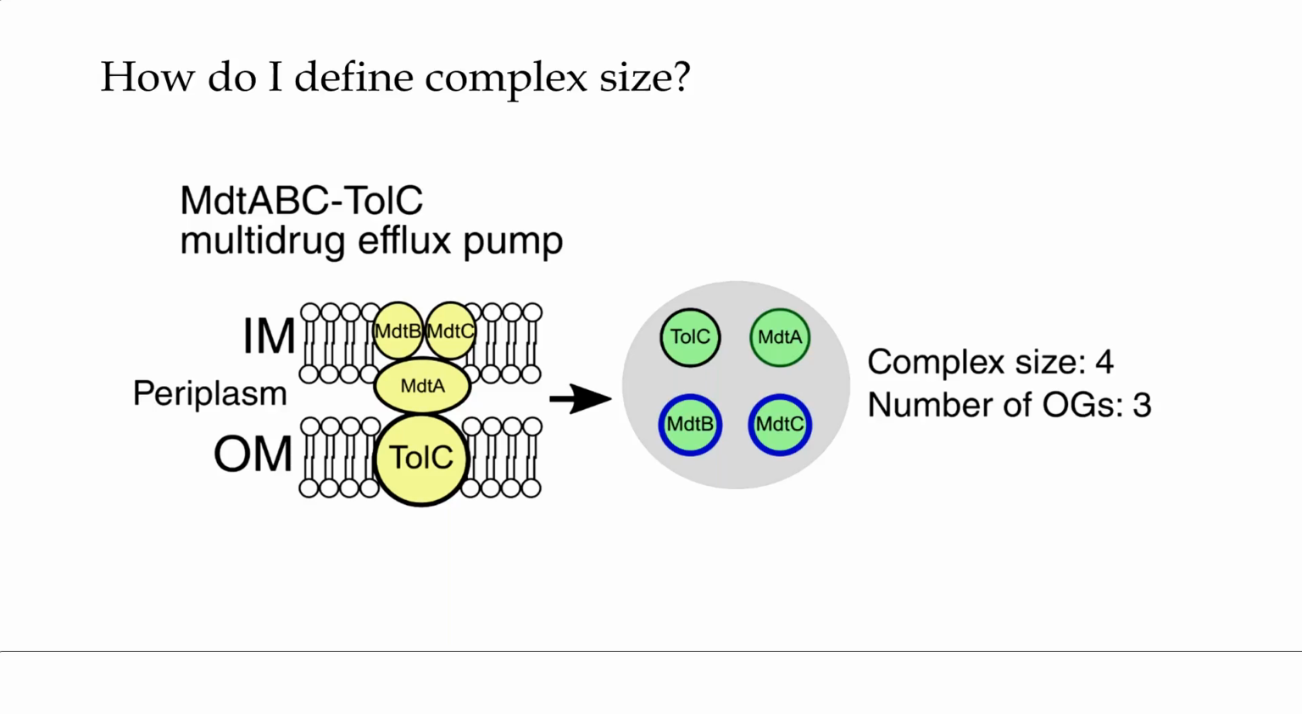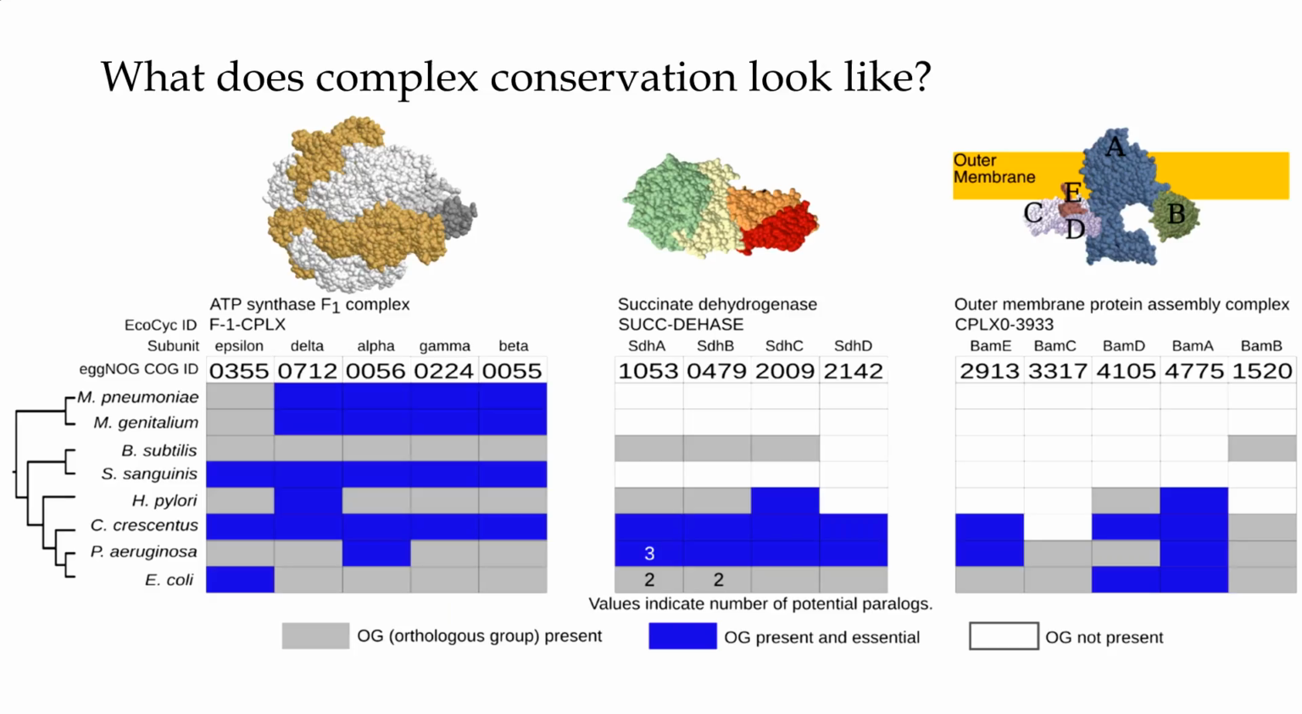So what does complex conservation actually end up looking like if we compare it across species? Our naive assumption may be that it would follow something like what we see on the left here. So this is the ATP synthase F1 complex, so that's not even an entire ATP synthase. And if we compare that across species, we see that all members of the complex are conserved across at least all these model species. In most of those species, at least one of those members is both present and corresponds to an essential gene as well. So this appears to be a very well-conserved, largely essential complex. It can't be removed from the genome without being lethal to the bacteria.